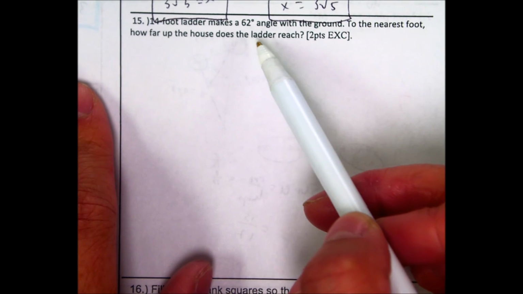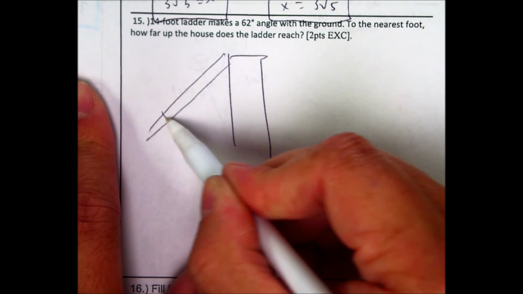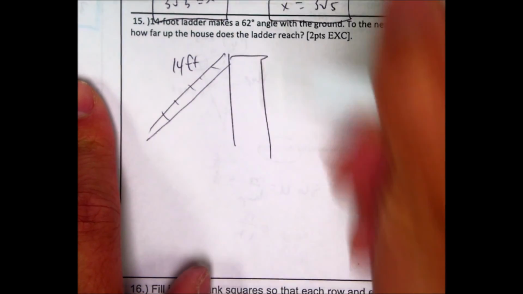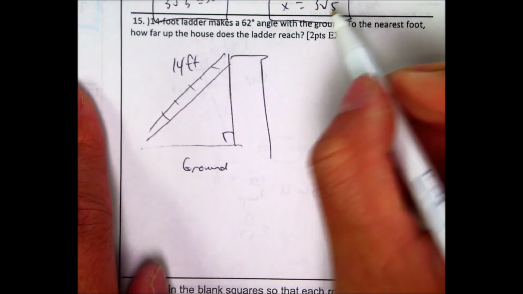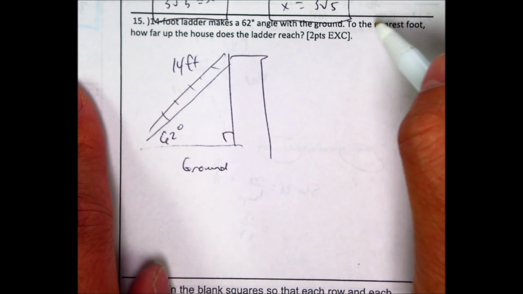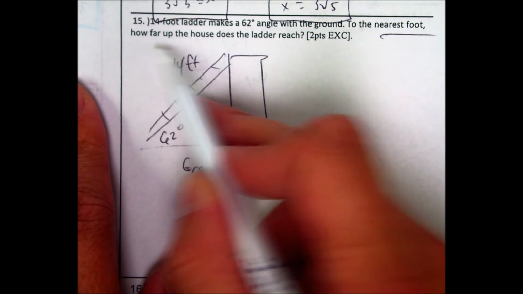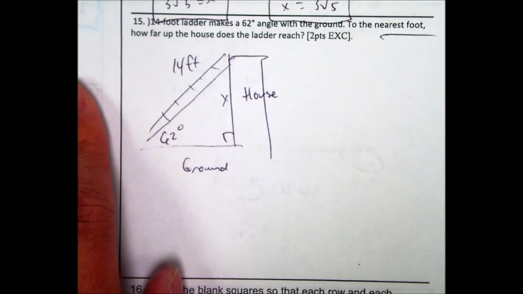Question number 15. A 14-foot ladder makes a 62-degree angle with the ground. So here's my building. Here's the ladder, a 14-foot ladder, that makes a 62-degree angle with the ground. So here's the ground. There's your right angle, 62 degrees. To the nearest foot, so that's a whole foot, how far up the house does the ladder reach? They want to know that side.